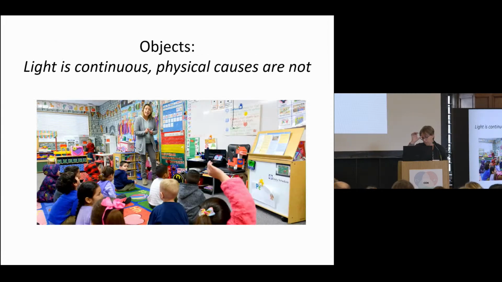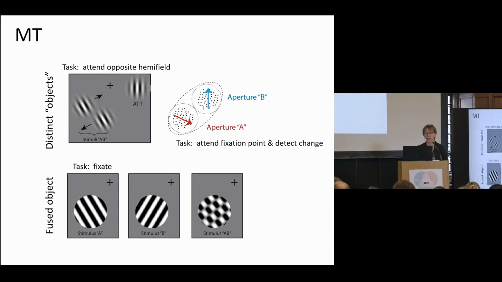The last part that I want to tell you about comes down to objects. Light is continuous, but the physical causes behind those patterns of light are not. And our brains are capable of making inferences about where one object ends and another begins. When we talk about stimuli, what the brain is really trying to do is figure out objects. So now I'm going to turn to a data set, several data sets from area MT.